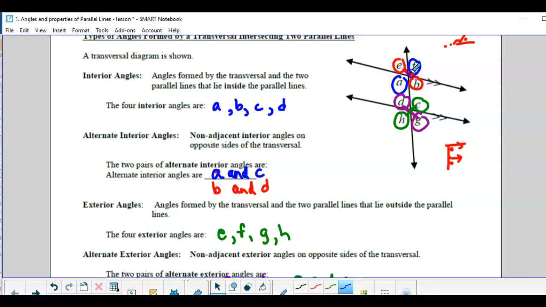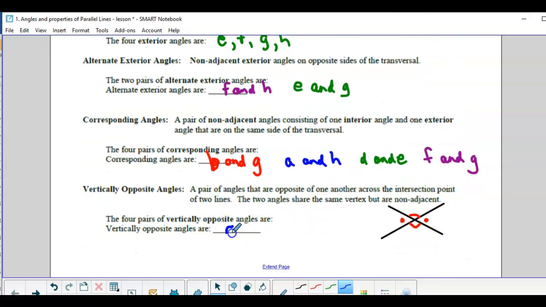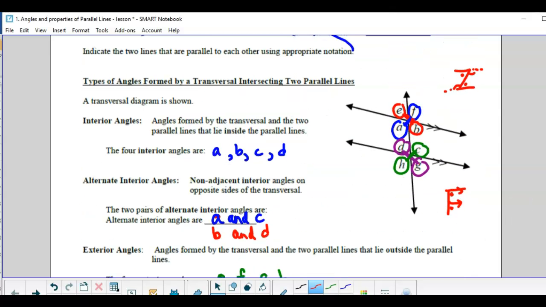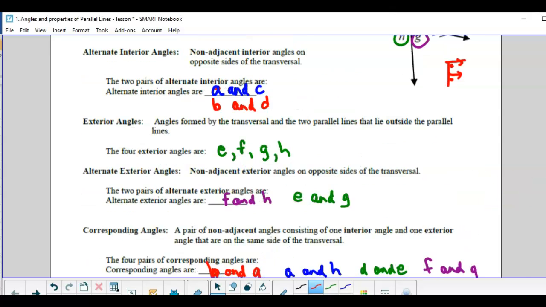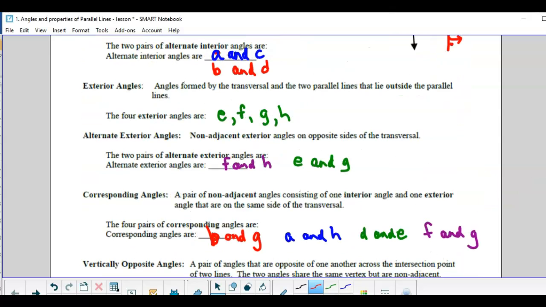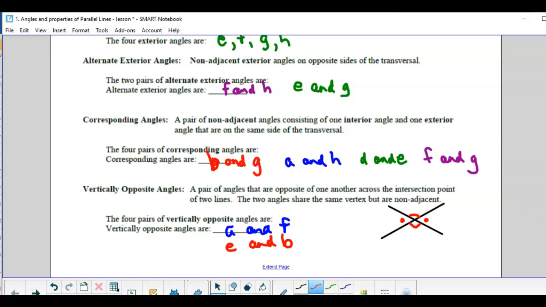Okay, so E and B, A and F. I've got blue right now. So A and F, E and G. Is that what I just said? Let me just check. E and B, A and F, E and B. Okay, and then below, so D and G, C and F.